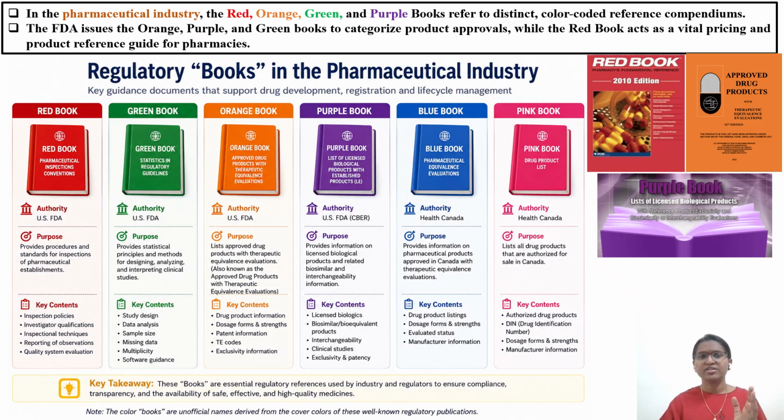So in the pharmaceutical industry, red, orange, green, purple books refer to distinct color coded compendiums. Compendiums is something like pharmacopoeia. So we have red book, green book, orange book, purple book, blue book, and pink book. The red, green, orange, as well as purple books are given by FDA. Health Canada gives the blue book and pink book. We'll not discuss all books, only those which are important with respect to the ABT exam.